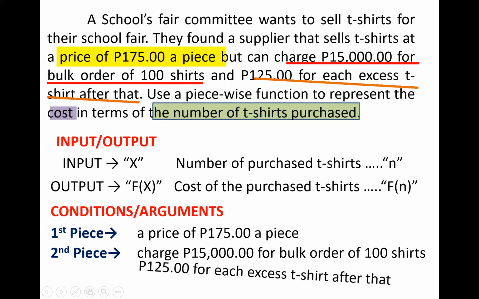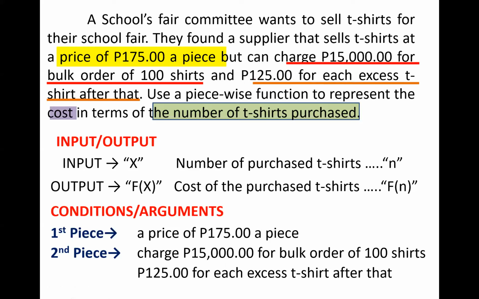Now, yung susunod na argument, that is 125 pesos sa bawat sobrang t-shirt doon sa 100 shirts bilang bulk order mo. Na kung saan, ito-charge tayo doon ng 15,000. That is our third piece naman. Okay? So, this context, gagamitin natin yan para makapag-generate naman tayo ng third sub-function natin. Notice, ang piece by piece na ito, these are the conditions or arguments na sinasabi sa loob ng problem natin.